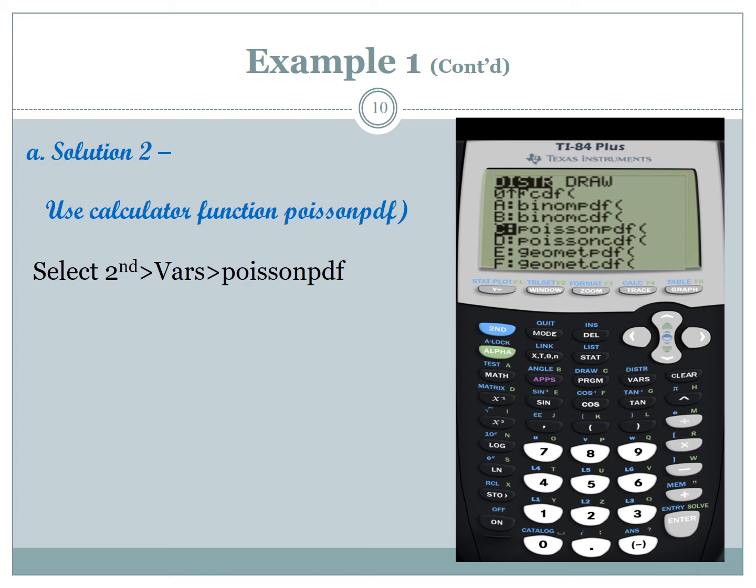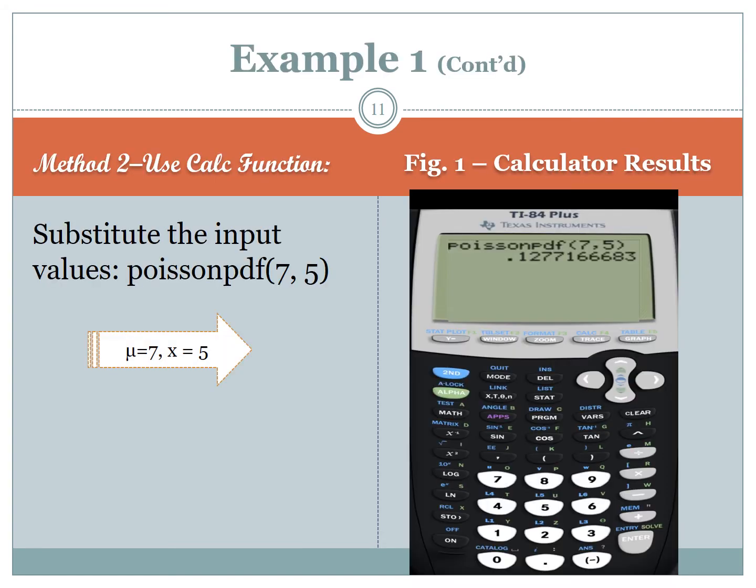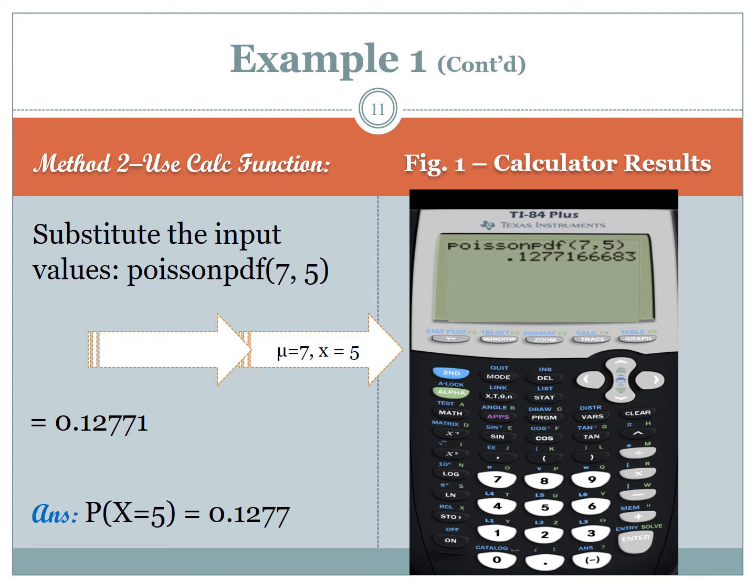Okay. So you press those and then you'll get this list of functions right here. And then you choose Poisson PDF in this particular instance. So we put that in there, and see the calculator again, and at the top you see what the function looks like. You see Poisson PDF with the values substituted, and we get that big long answer 0.127716. So all we need is 4 places. So we're going to round this to 0.1277, the same answer that we got when we did it manually.